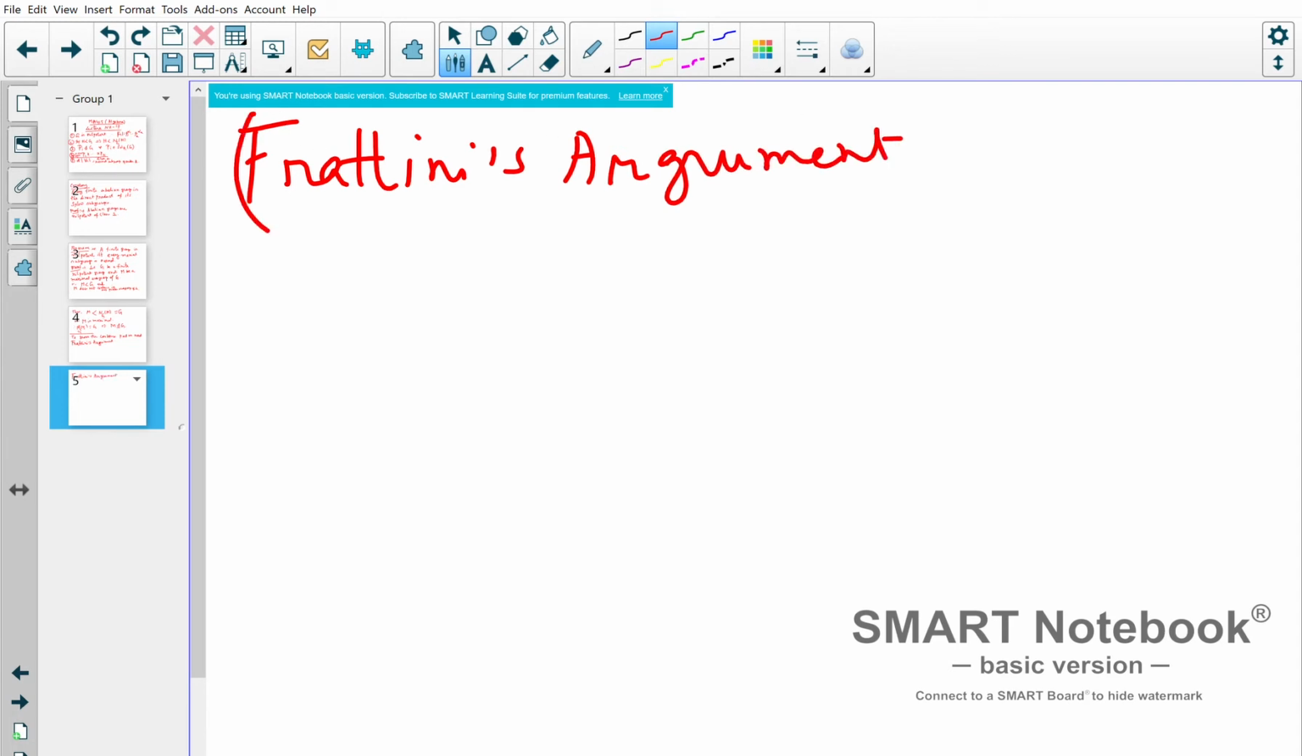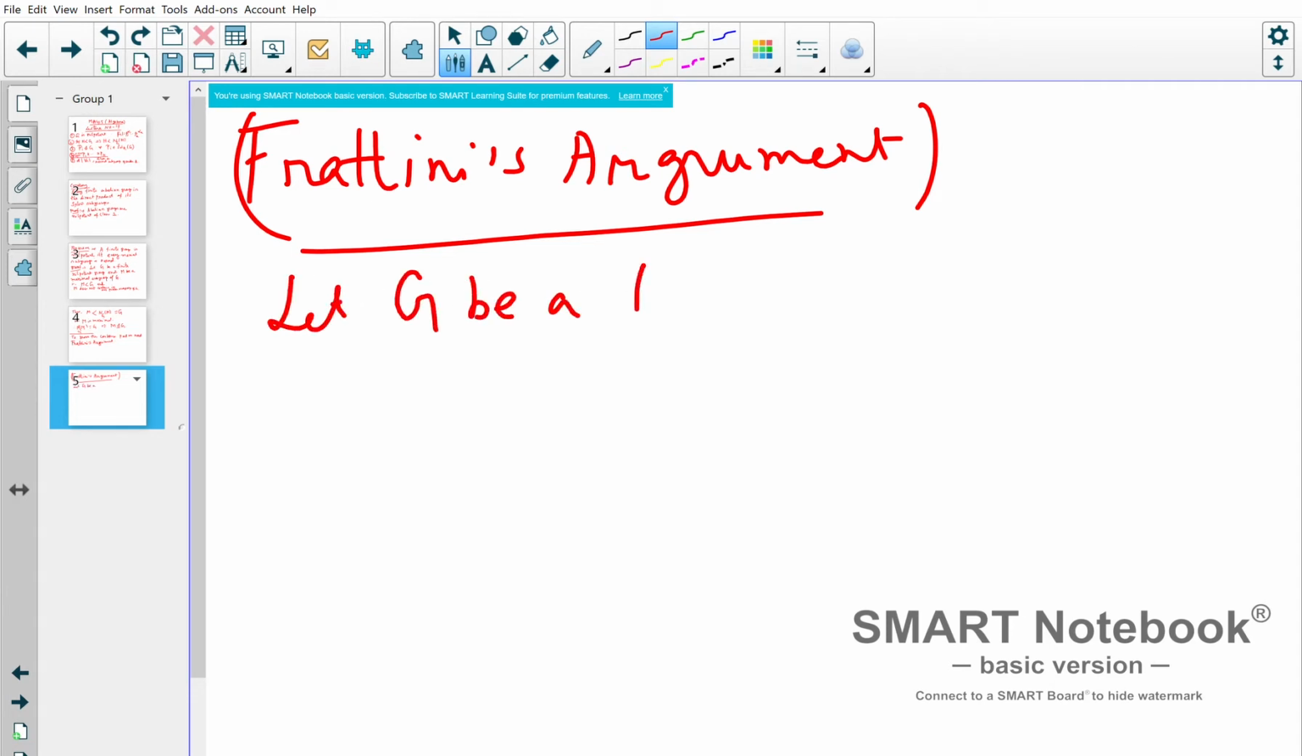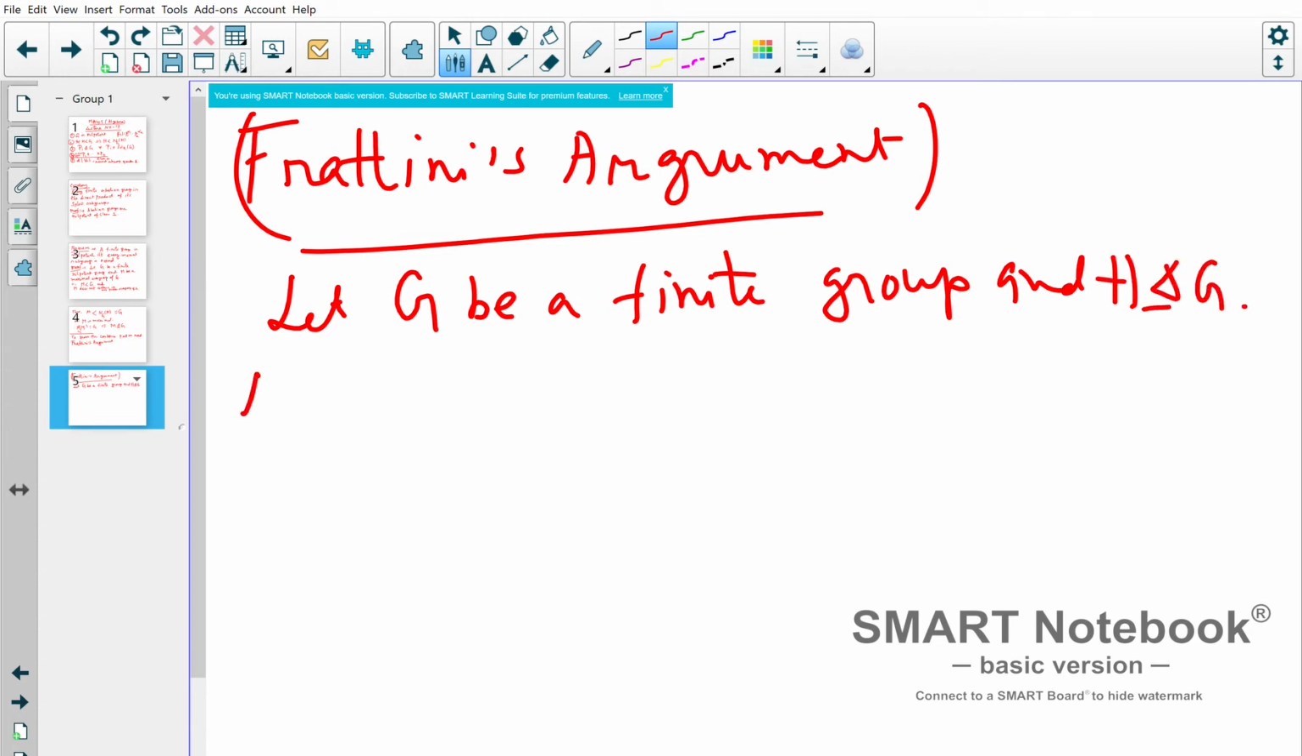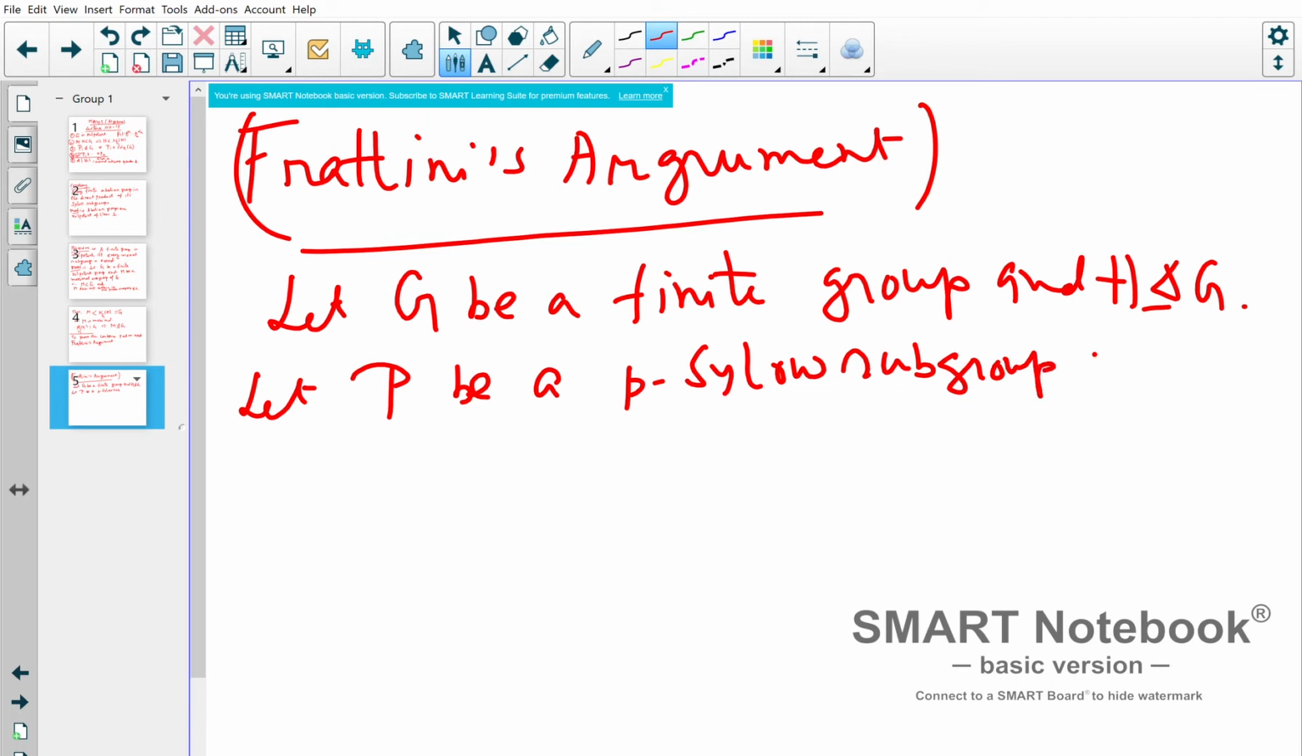So what is Frattini's argument? This is a lemma that tells you that if you have a finite group, and a normal subgroup of that, so let me write it down properly. Let G be a finite group and H be a normal subgroup of G. Also let P be a p-Sylow subgroup of H, not G, H.